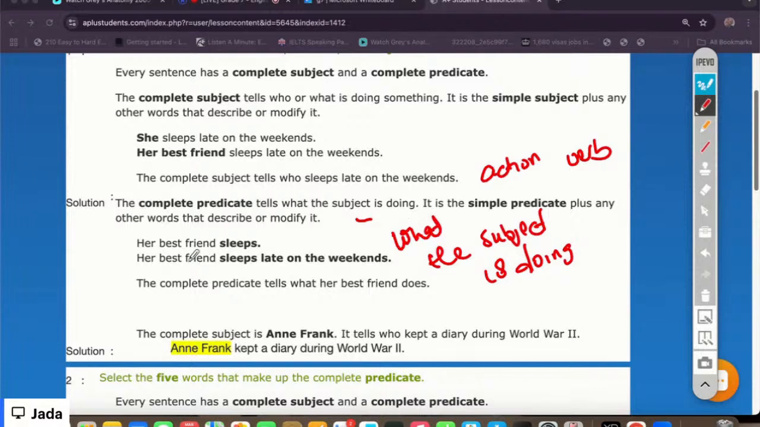The complete predicate is the verb, the action going on in the sentence that tells us what the subject is doing. So we have her best friend sleeps late on the weekend. Now, what is the best friend doing? Sleep late on the weekend. So it could be one word or with other words that describe and give us more in-depth explanation of what the subject is doing. The complete predicate tells what her best friend does, right?